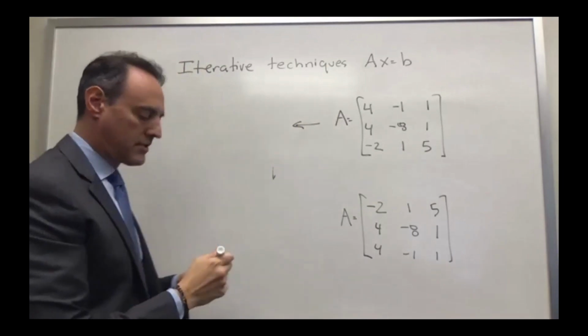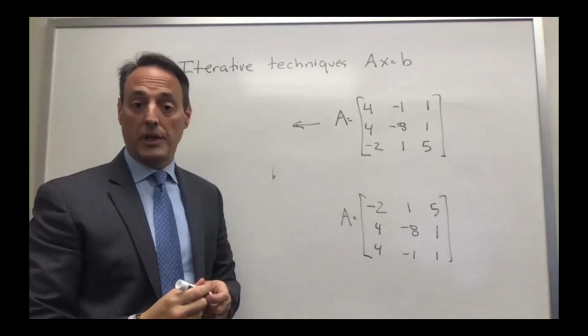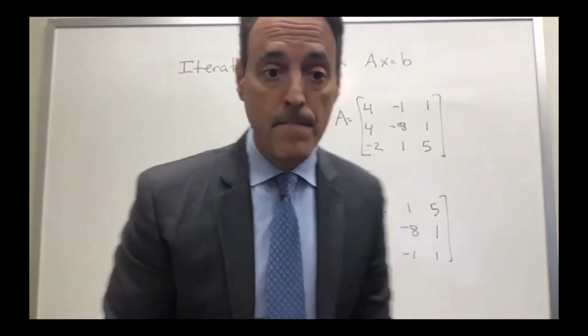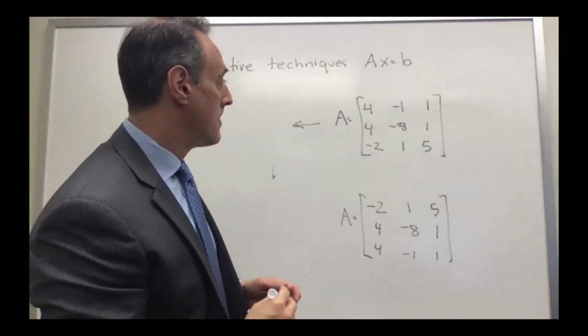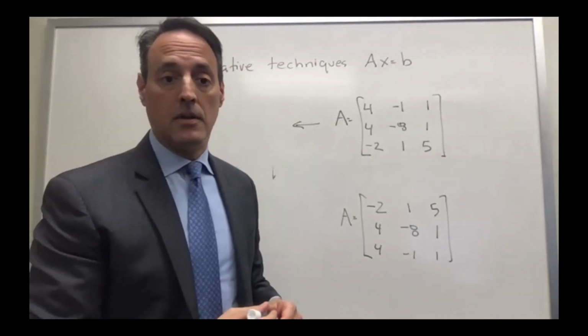Is this matrix diagonally dominant, or what's called strictly diagonal dominant? About the diagonal. Is the sum of the diagonal the same as the trace of the matrix? The sum of the diagonals? Yes. Okay, thank you.